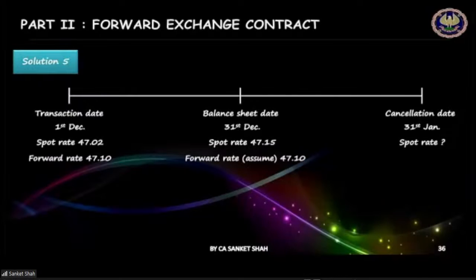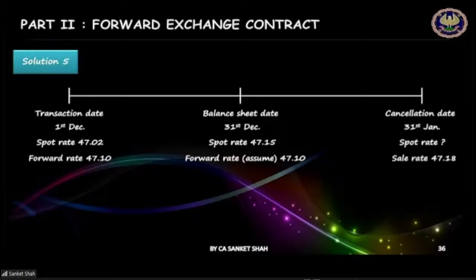And the forward rate on the balance sheet date, we will assume it is the same rate, because on 31st December the forward rate is not given, which ICAI should give. ICAI has given you 31st December's spot rate. It is confusing. But 31st December's forward rate is not given, and we will assume it is the same forward rate which was on the transaction date. And what is the sale rate? It is 47.18.